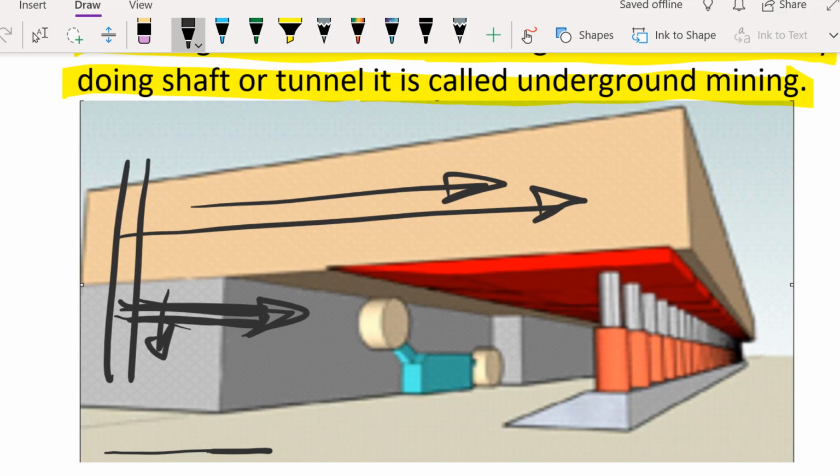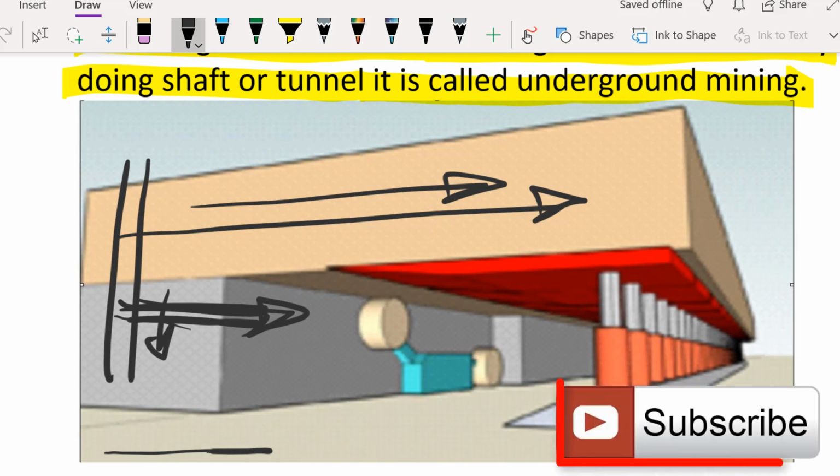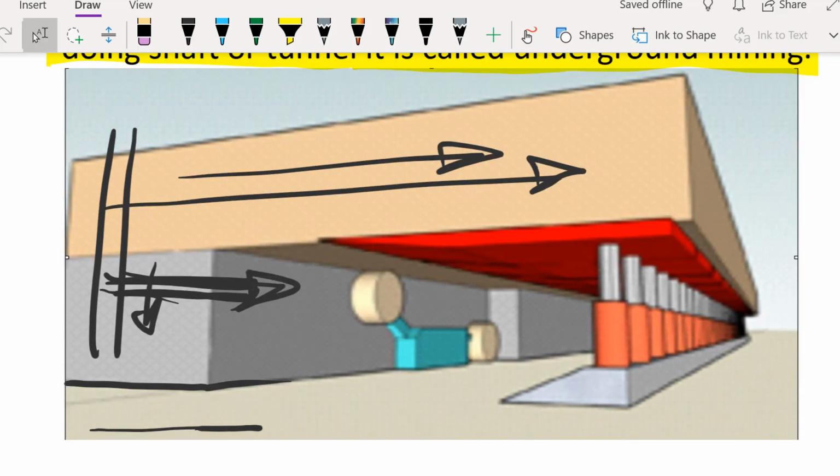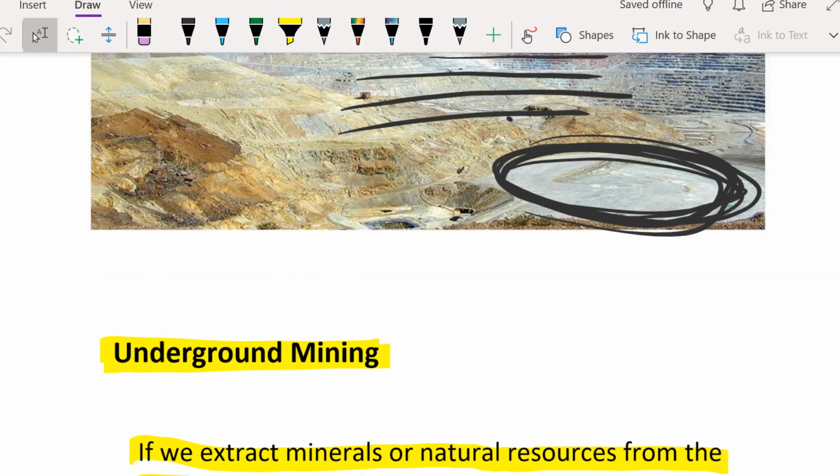There are a lot of machines and internal structures we have to build to extract it. I hope you got the clear concept of surface mining and underground mining.